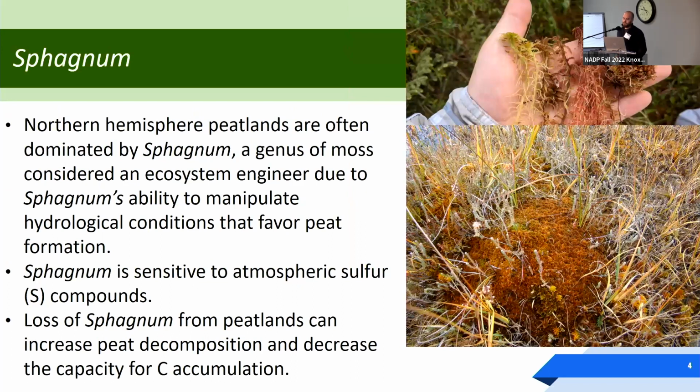So in northern peatlands, they're often dominated by sphagnum, which is a genus of moss that's considered an ecosystem engineer due to its ability to manipulate hydrological conditions to favor peat formation. Sphagnum decomposes very, very slowly, and so generally peatlands are formed using sphagnum species.